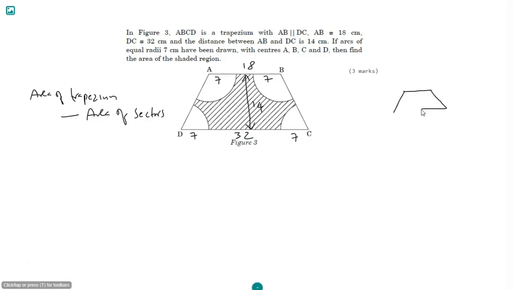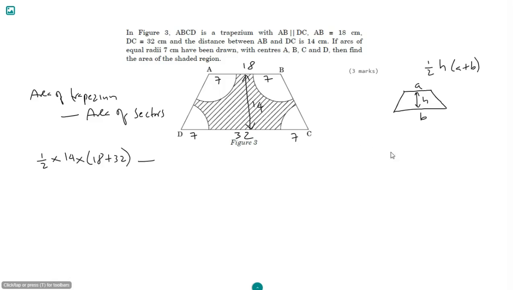For a trapezium, you know the formula to find the area. If there's a trapezium with parallel sides A and B and a height of h, the area of the trapezium is half h into (A plus B). This is a formula you have learned in smaller classes. So here it's going to be half into 14 into (18 plus 32). That's the area of the trapezium. From this you have to subtract the area of the sectors.